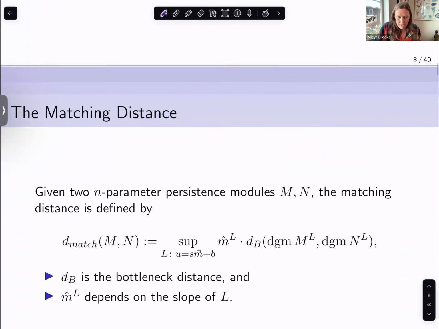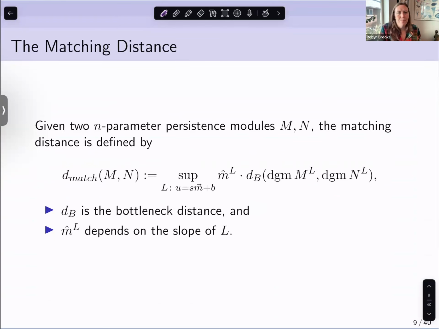So let me tell you about our main character here today. The matching distance for two modules M and N is defined as a supremum over lines with positive slope of the weighted bottleneck distance. So what we do is we take our two modules, we slice them with the same line, we compute the bottleneck distance along that line, and then we weight that bottleneck distance to normalize across lines and ensure stability. So this is our matching distance. Let's look at an example.